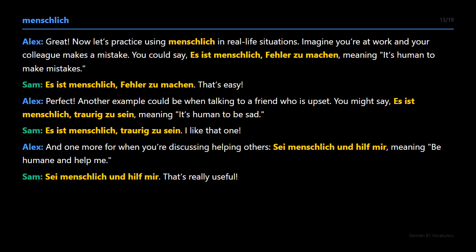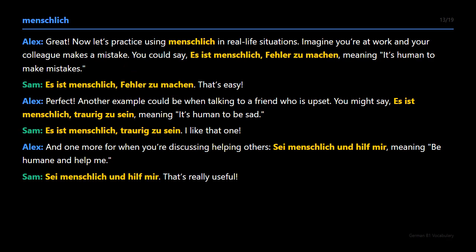Perfect. Another example could be when talking to a friend who is upset. You might say, Es ist menschlich, traurig zu sein, meaning it's human to be sad. Es ist menschlich, traurig zu sein. I like that one. And one more for when you're discussing helping others. Sei menschlich und hilf mir, meaning be humane and help me. Sei menschlich und hilf mir.